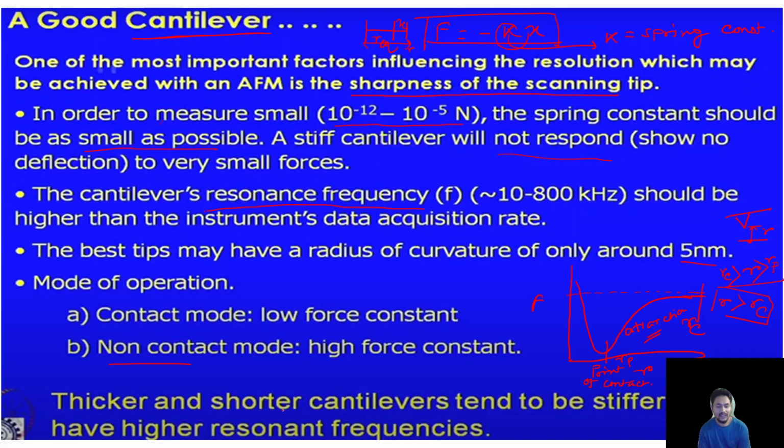Now there is also one thing: thicker and shorter cantilevers tend to be stiffer and have higher resonant frequency. Obviously, because if the cantilever is very thick, any kind of deformation or deflection will be a bit difficult. So if we want to measure very small force changes, we are going to have very fine and long cantilevers, so that the deformation is very prominent. Any thicker and shorter cantilever will be stiffer, and the resonance frequency will be higher as well.